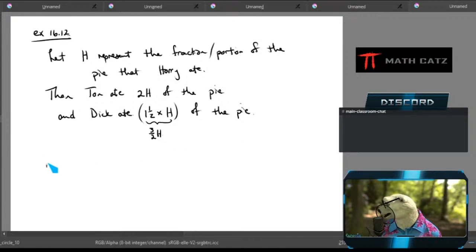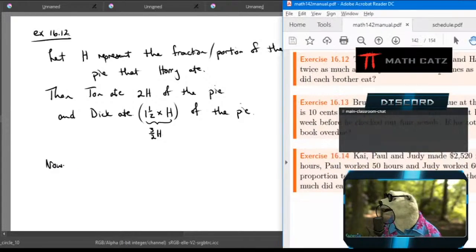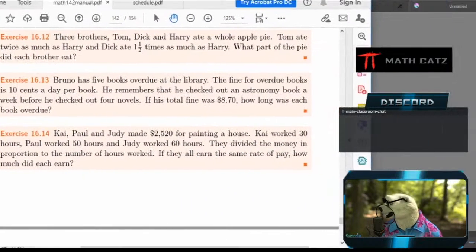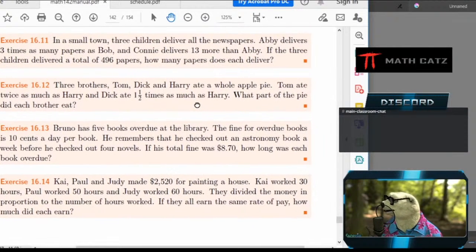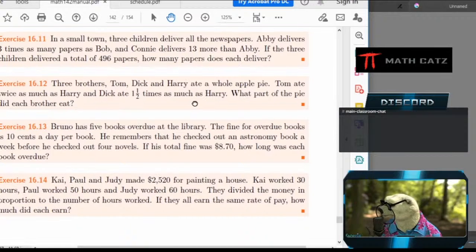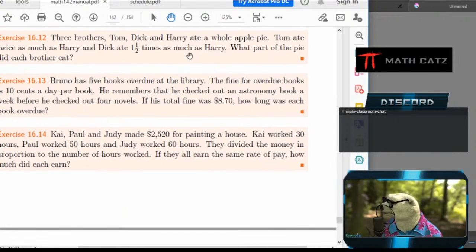Okay, so now it is similar in that I'm going to add up these quantities. However, they don't tell me what the total is, like they did for the papers previously, right? So if I add them up, what should I get? I get the 1 pie.